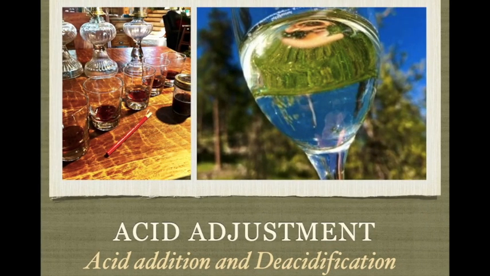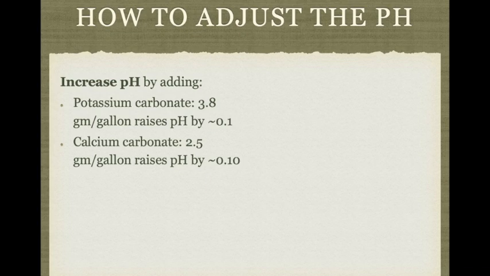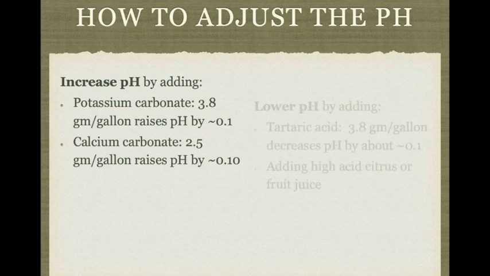Acid adjustment, acid additions, and lowering acid levels through deacidification. How to adjust the pH. So increasing the pH can be done by adding either potassium carbonate or calcium carbonate. There is a level of how much you can add. If you add too much, you might cause there to be a chalky taste, so be aware of that.